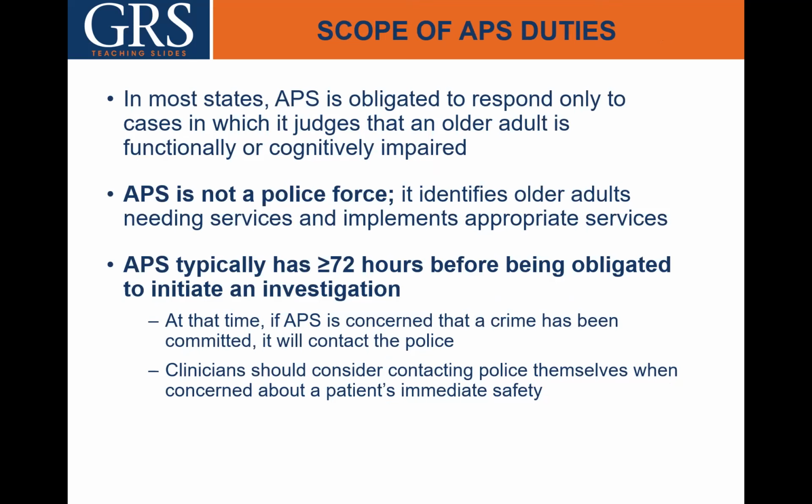Here's the scope of APS duties. In most states, APS is obligated to respond only to cases in which it is judged that an older adult is functionally or cognitively impaired. APS is not a police force, and it typically has more than 72 hours before being obligated to initiate an investigation.